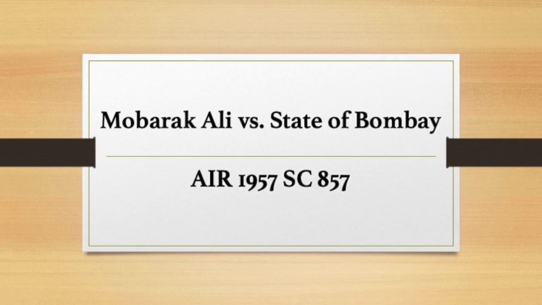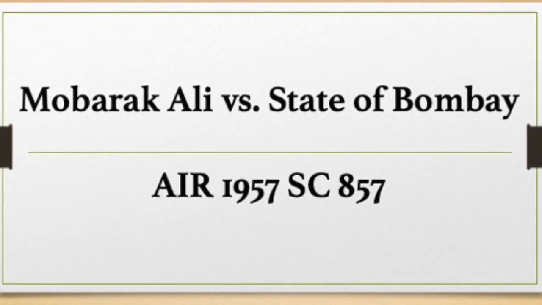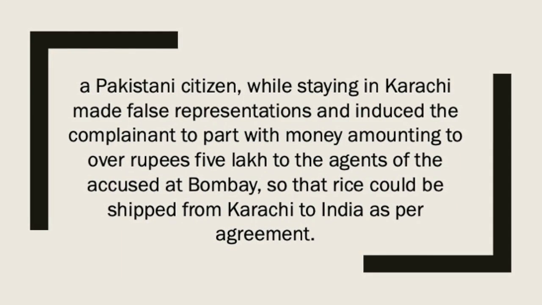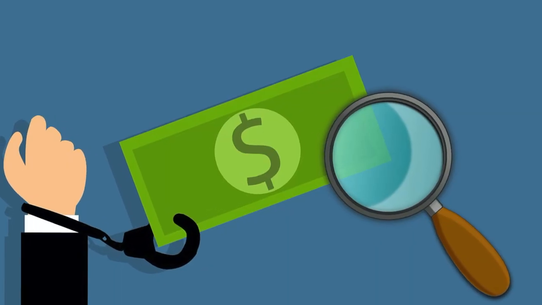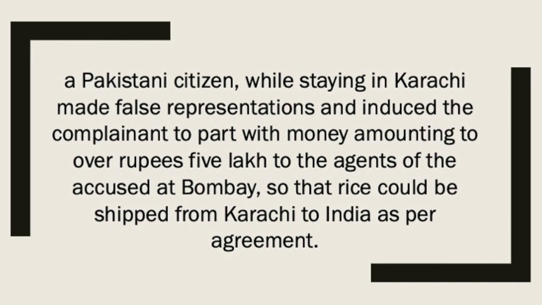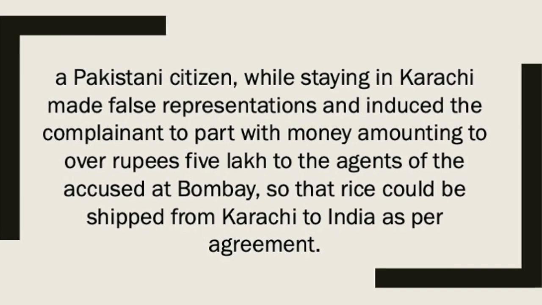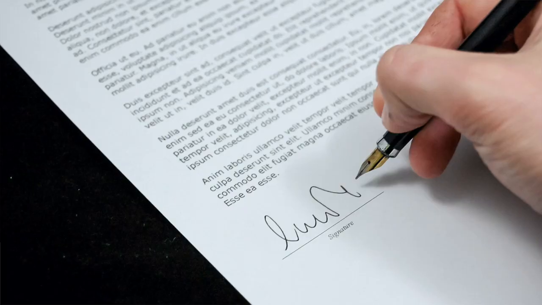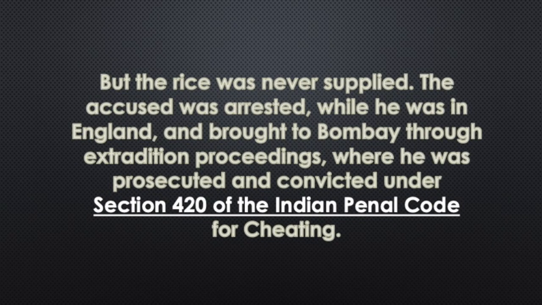In the case of Mubarak Ali versus State of Bombay, 1957, a Pakistani citizen, while staying in Karachi, made false representations and induced the complainant to part with money amounting to over rupees 5 lakh to the agents of the accused at Bombay, so that rice could be shipped from Karachi to India as per agreement. But the rice was never supplied.